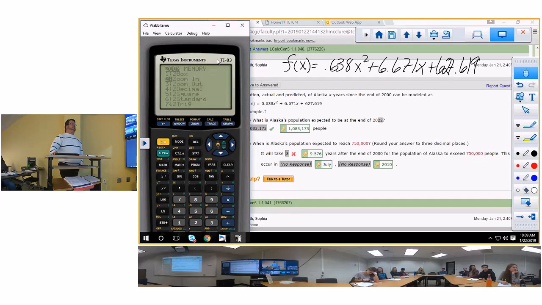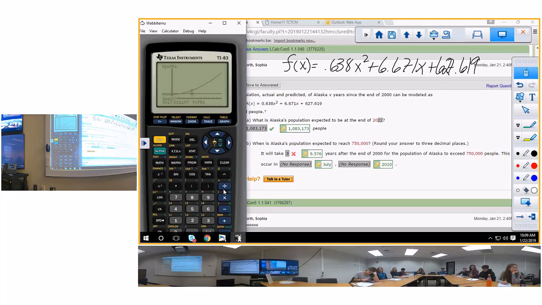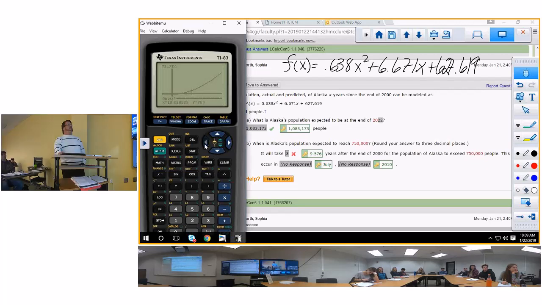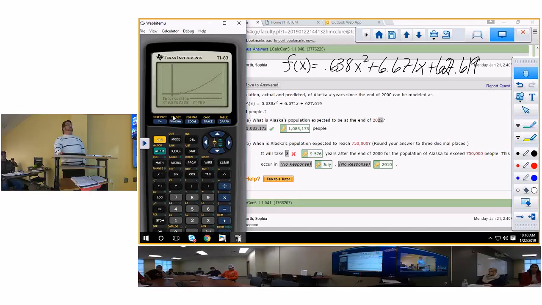I'm trying to get there. Just hold on a minute. Zoom in. Calculators. There we go. Y'all see why I don't use the calculator very much. Let me zoom in right there. Let's see where 750 is going to be right there. Now hit second, trace, intersect, enter, and then guess is going to be right in there maybe. There it is, 9.576. There it is, so 750.